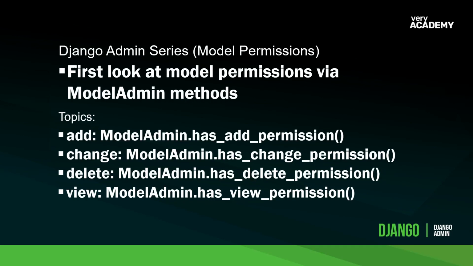So here we're going to look specifically at model permissions. Before we go on, it's probably worth saying that there are many ways of creating and applying permissions in Django. So this is really just a first look at model permissions via ModelAdmin methods. Specifically, we're going to be looking at the ModelAdmin has_add, has_change, has_delete, and has_view. We're just going to run through these and apply them within a project to show you how they work, and then potentially how to extend them.